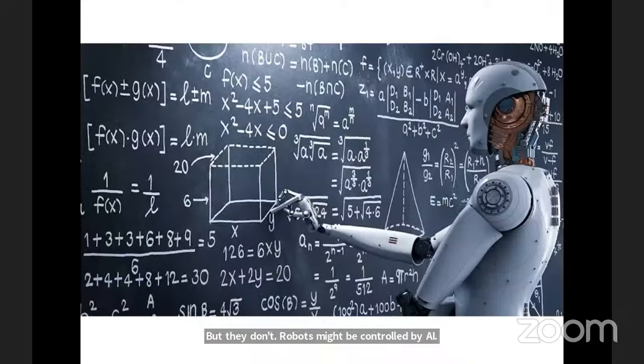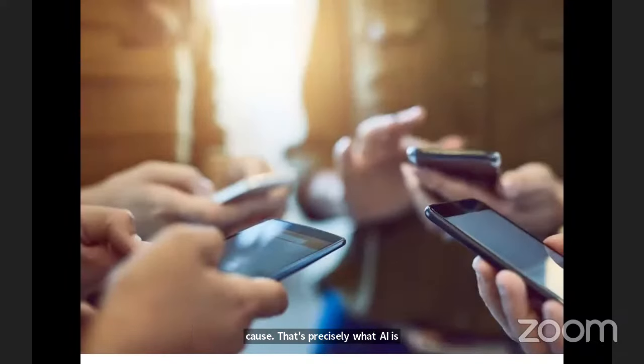Robots might be controlled by AI, but they're not AI in itself. In fact, if we want to think about what AI is, don't think of a humanoid robot, think of code, think of programming, think of software, because that's precisely what AI is. It's not a robot. And in fact, we are already surrounded by AI, even though many people don't realize it because it's on our phones everywhere.